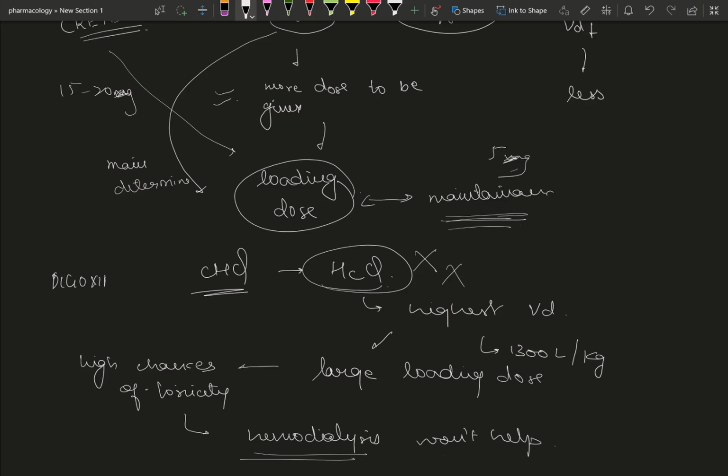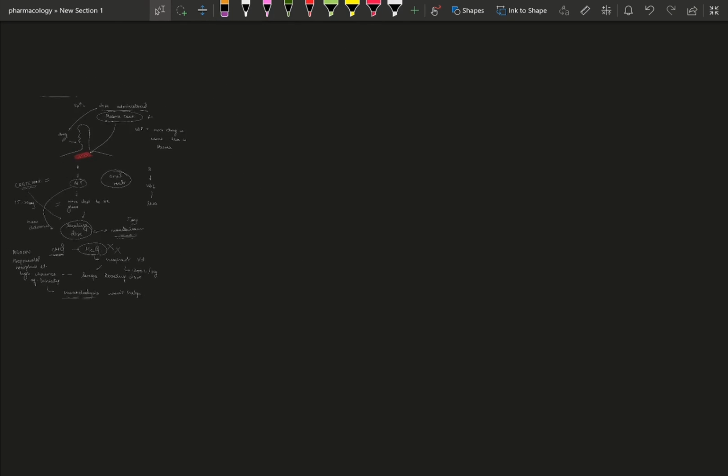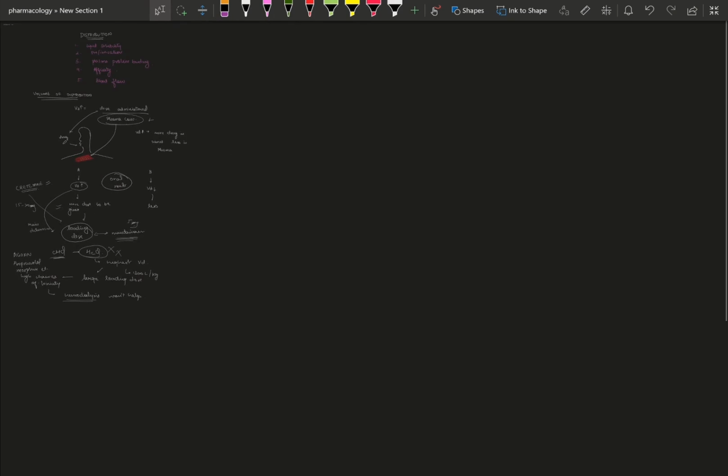Post that, other examples include digoxin, propranolol. There is also morphine as one of the examples, etc. So post discussing the concepts of distribution, we can move on to the concept of metabolism. Let me clear out my board before starting with metabolism.